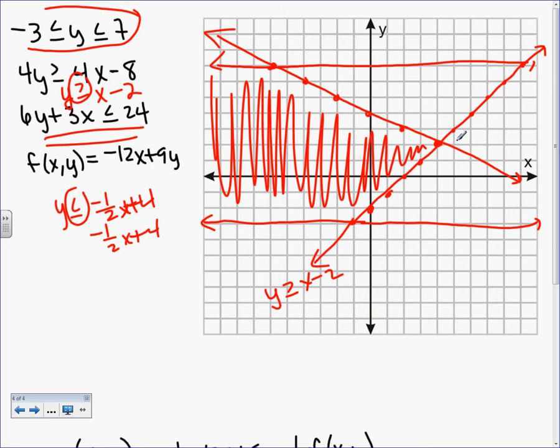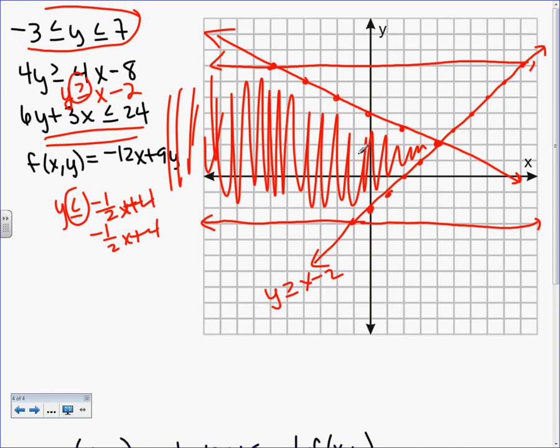Is everybody okay? Okay. Is this bounded or unbounded? Unbounded. Do you guys understand that? This shading goes on forever. This didn't make a closed shape. This did not make a polygon, okay?